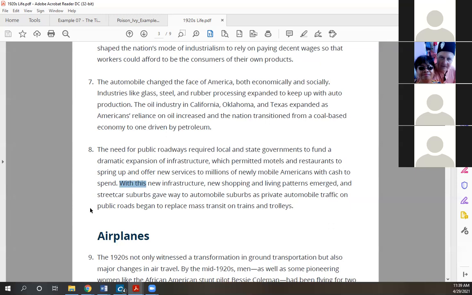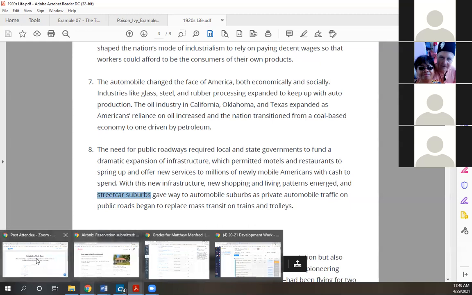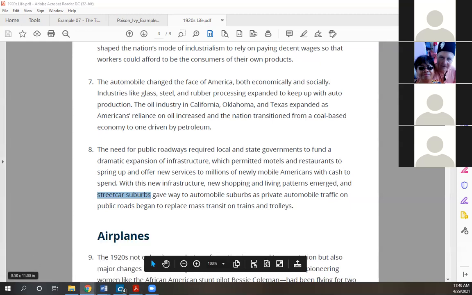Okay, so I've never heard the term streetcar suburb before, but what do you think that means? A suburb is like a town outside of a city, right? So what do you think a streetcar suburb is? The car only goes on that area, yes, no? Well, okay, I guess we need to know what a streetcar is. Is that like some kind of transportation that would take people around?